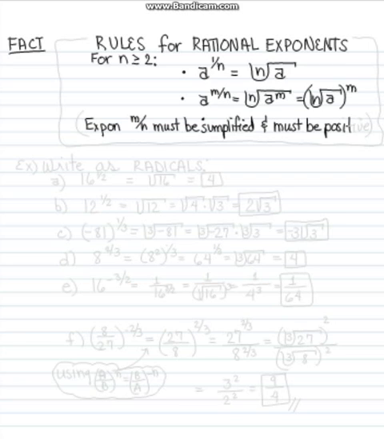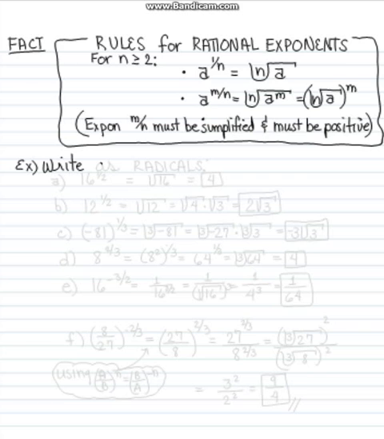Okay, so let's do an application of these rules for fractional exponents. The instructions here are write these as radicals. So we're going to write fractional exponents as radicals. First, we have 16 to the 1/2 power. Then the next one is 12 to the 1/2 power. Then we have base negative 81 in parentheses raised to the 1/3 power. Then we have 8 raised to the 2/3 power.